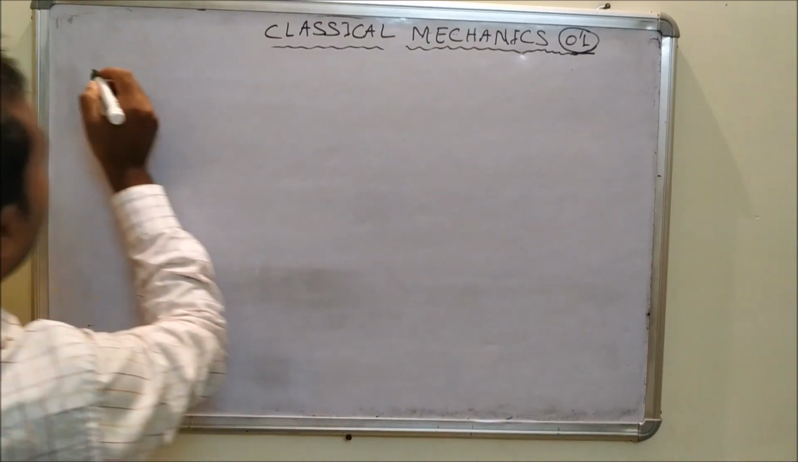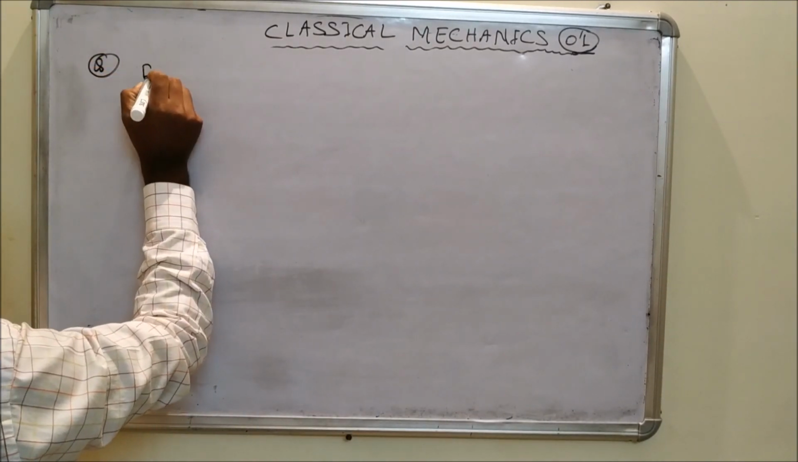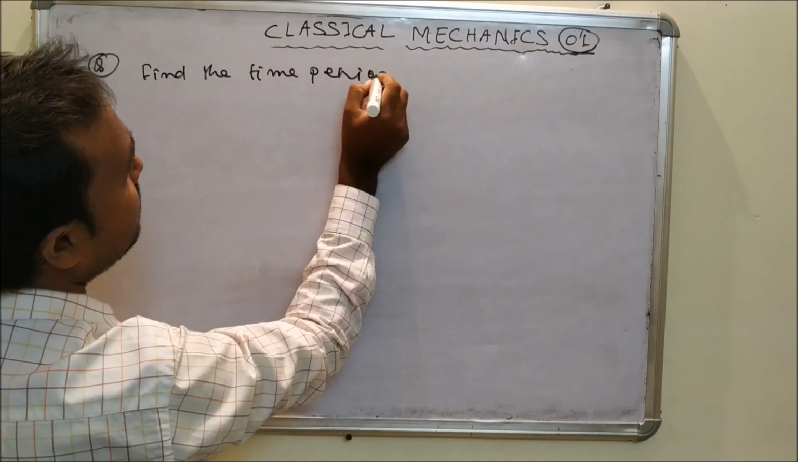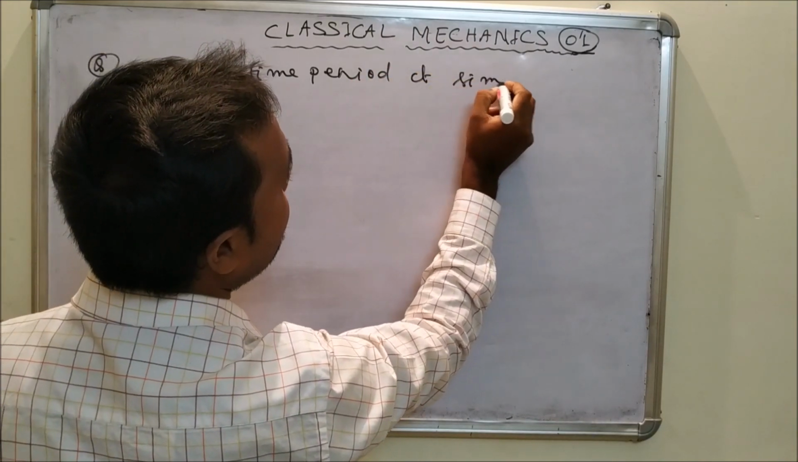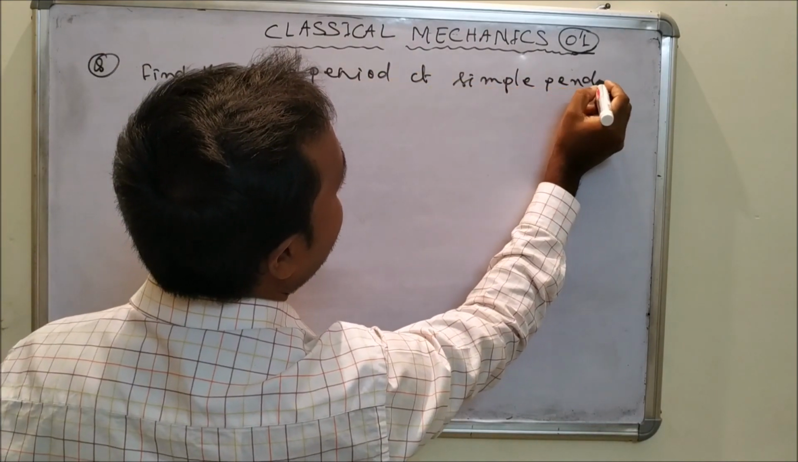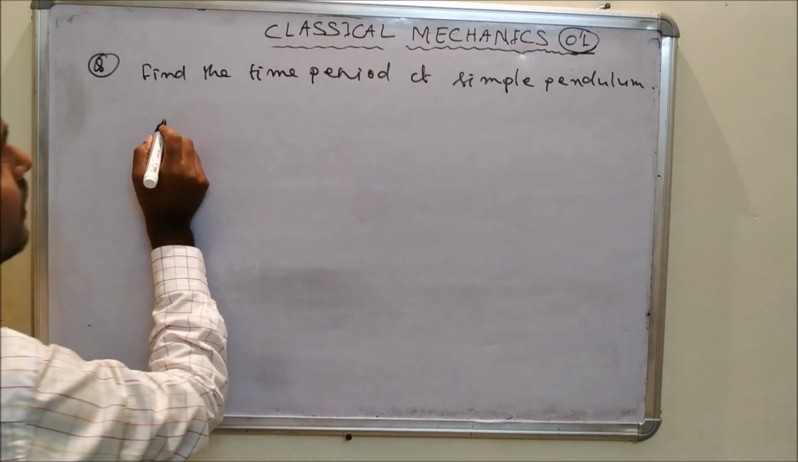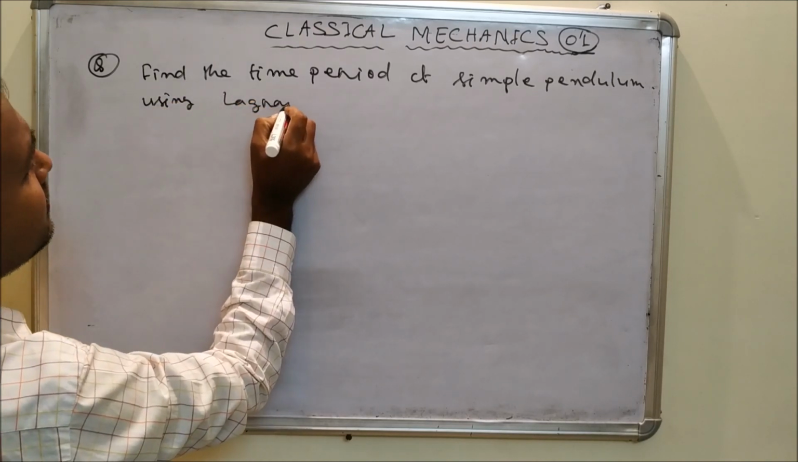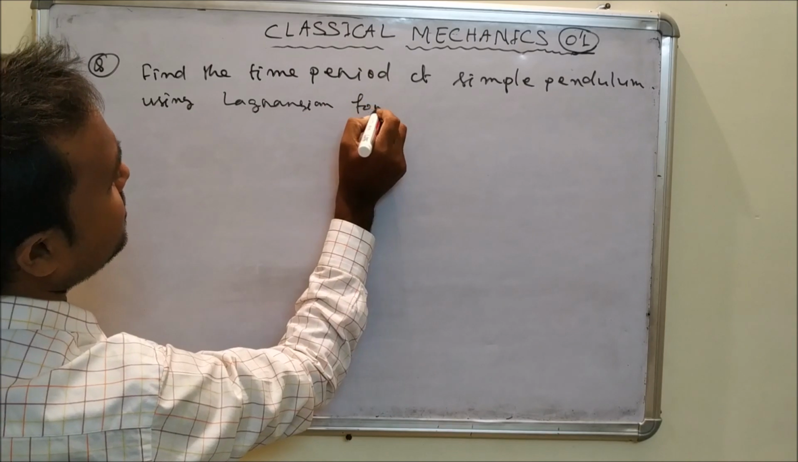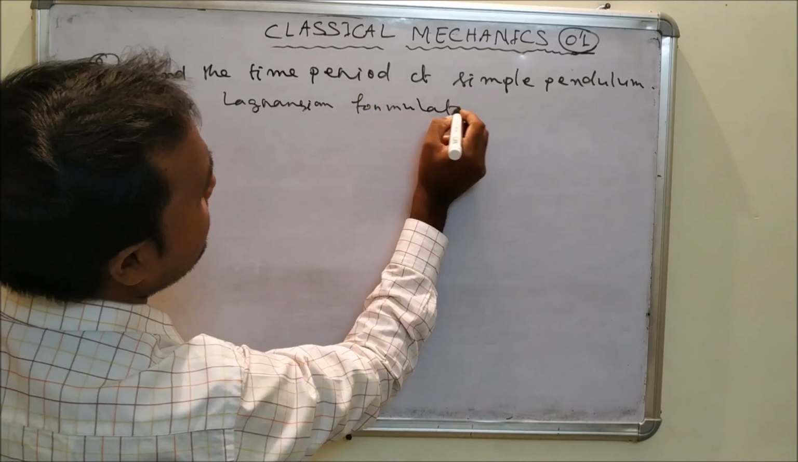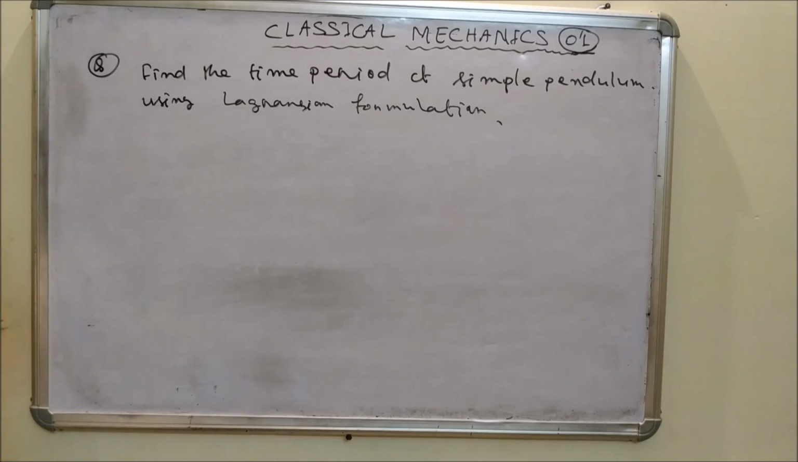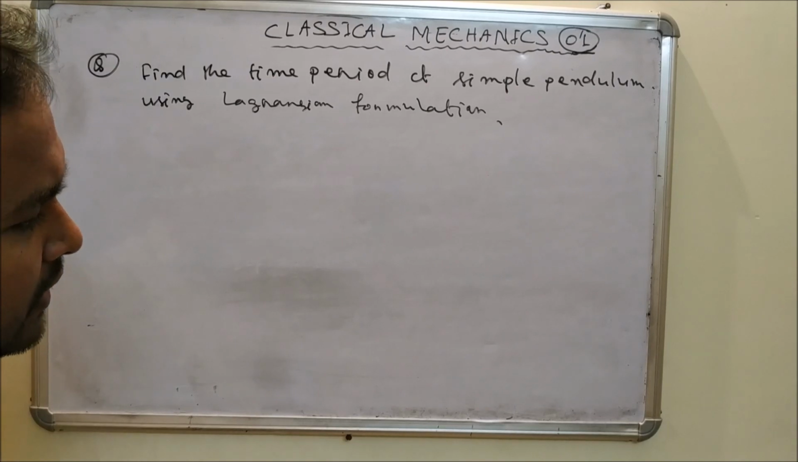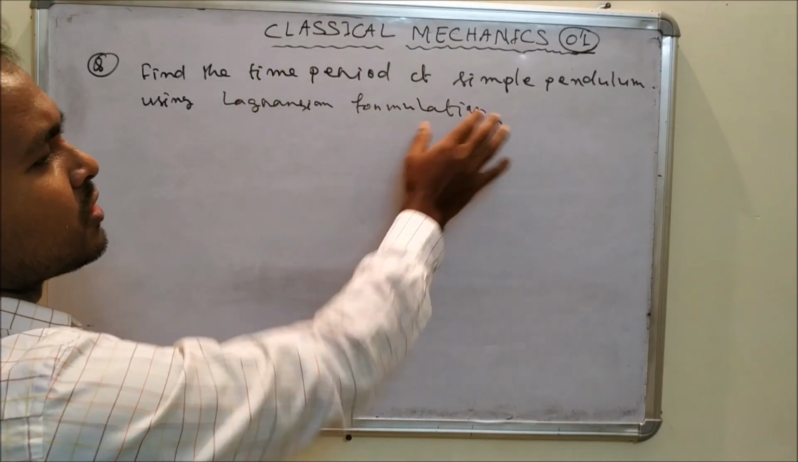Now, suppose you have a question: find the time period of a simple pendulum using the Lagrangian formulation, or using the Lagrangian equation of motion, because we are approaching Lagrangian dynamics. Now if you have this question, what will you do?